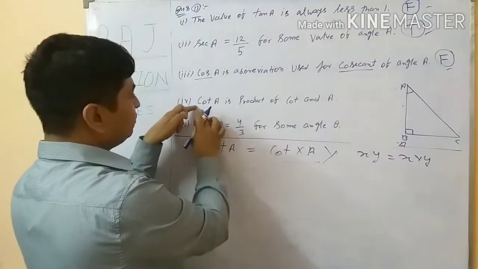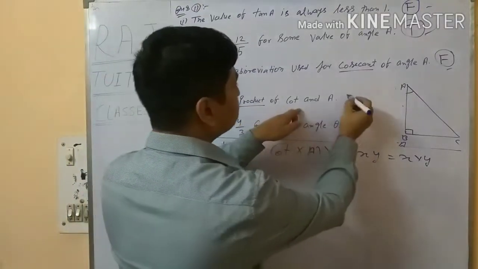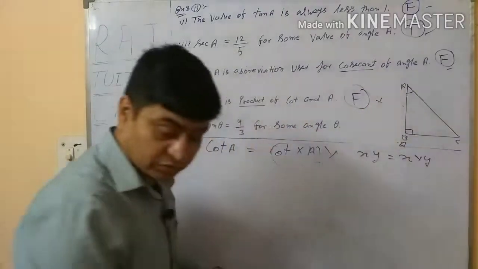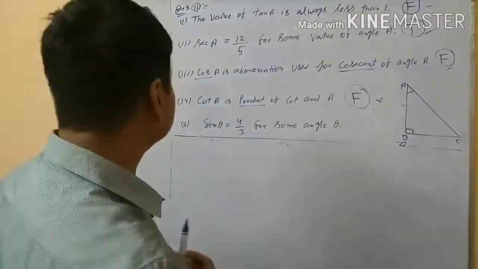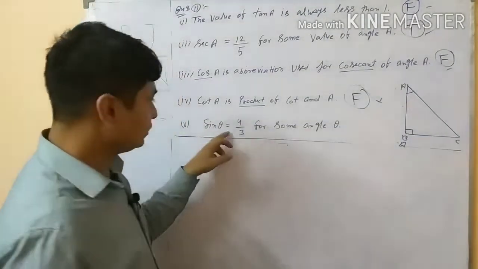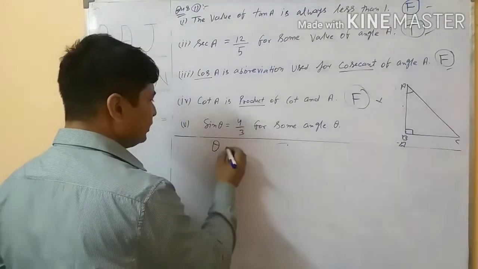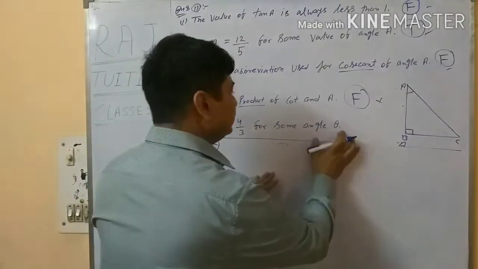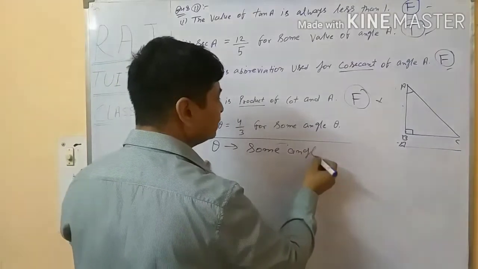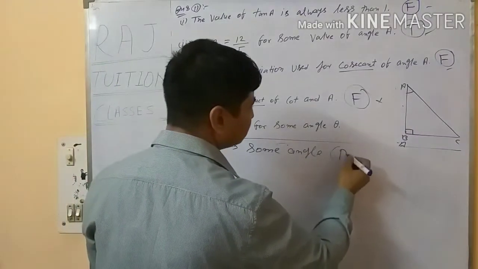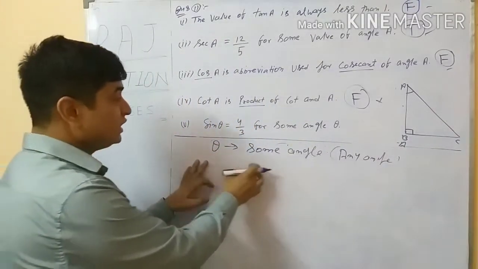And what is the statement? Cot A is a product of cot and A, so it is false. Truly false. The next one is: sine theta is 4/3 for some angle theta. Theta is nothing, it's a Greek letter. For some angle theta, what is theta? Theta is some angle. Some angle means any angle, any value of angle.